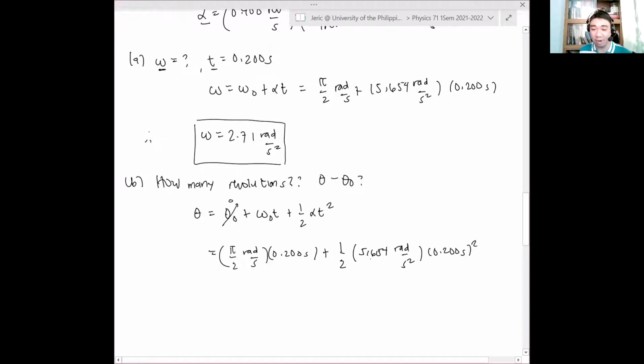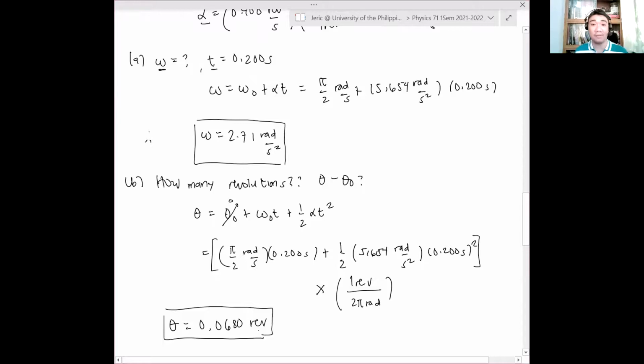And when you do that, you have a quantity in radians. You need to multiply it by 1 revolution over 2 pi radians, so that your final answer is in revolutions. When you use your calculator, please solve it, you have 0.0680 revolutions. That is the angular displacement of the particle, assuming that it's initially at theta equals 0. Okay? Got it? Okay.